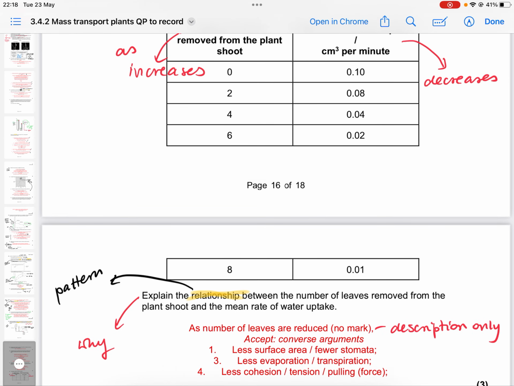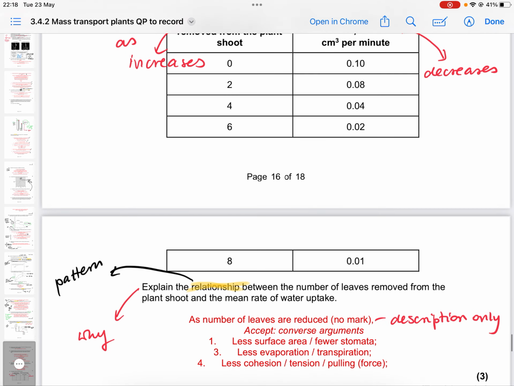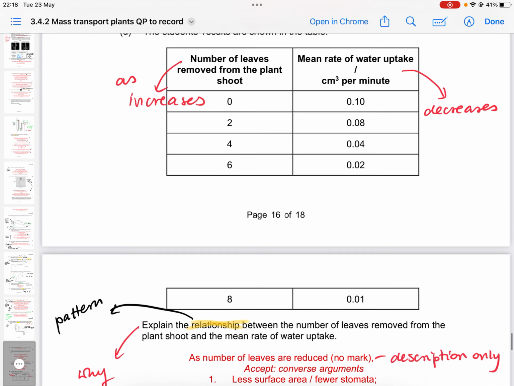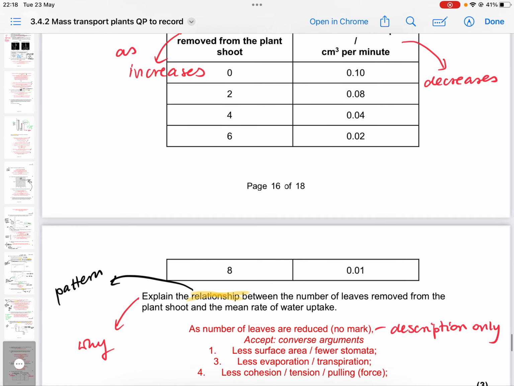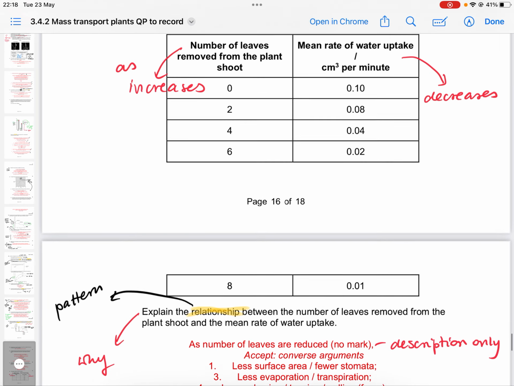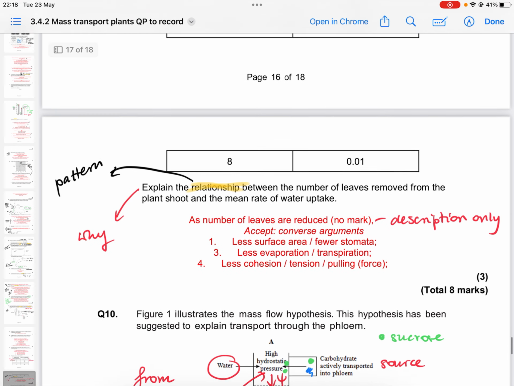Because having more leaves will increase the surface area, hence more transpiration will be taking place, and as the effect, obviously, we've got less cohesion, and that is explaining here the lower movement of the water, so lower uptake of the water.